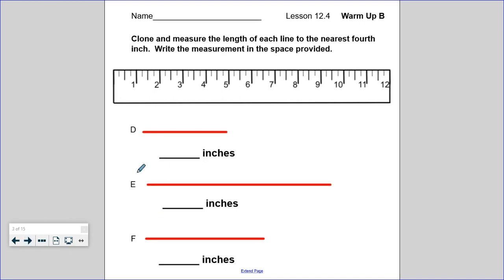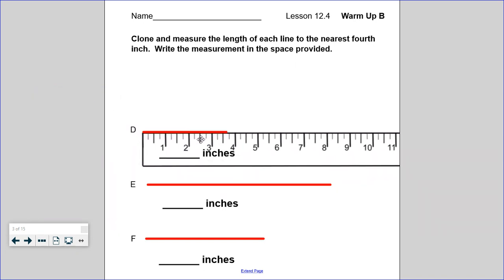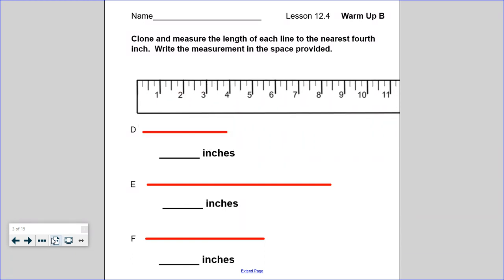Okay, let's try a few more. This time, when I put the ruler there, I'm going to pause, and I want you to figure out what you think it is, and then I will tell you what I think it is. Okay, let's look at line D. I'll line it up, give you some time to count. How long do you think this line is? I would say it's a little closer to 3 3/4. It's between 3 1/2 and 3/4, but I'm going to say 3 3/4. I think that is probably the closest. So I'll put a big 3 and then 3/4.